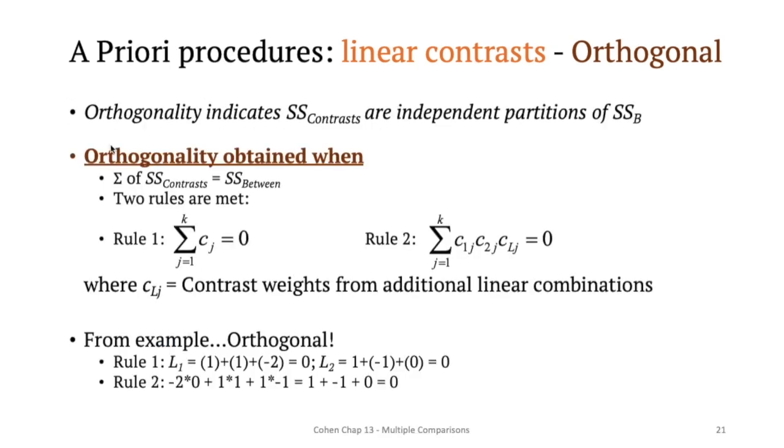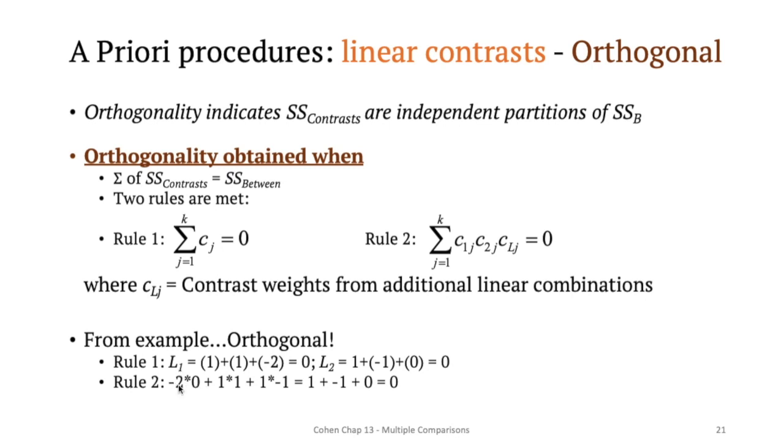Now, to know that you've done an orthogonal contrast, Rule 1 is saying that the sum of all your weights is 0 for that given contrast. Rule 2 is saying that across contrasts, the combination of them sums up to 0. From our example, for Rule 1, we have 1 plus 1 plus -2, that's 0. And for L2, we have 1 plus -1 plus 0, that's 0. So Rule 1, check. For Rule 2, we're going to combine the two tests.